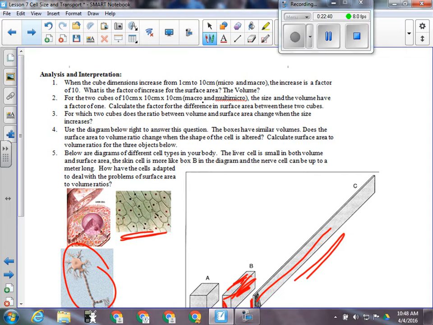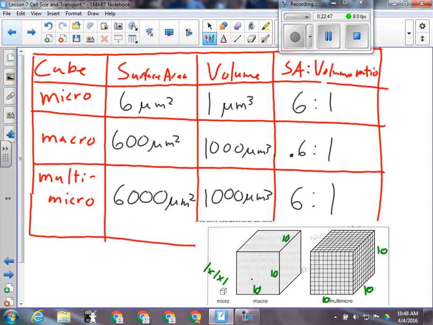For number 3, for which two cubes does the ratio between the volume and surface area change when the size increases? They're saying, if I make micro bigger, will its surface area to volume ratio change? If I make this one bigger, will its surface area to volume ratio change? If I make this one bigger, will its surface area to volume ratio change? Now, keep in mind, if you make this one bigger, what does it fill the new space with? More little cells. So keep that in mind.